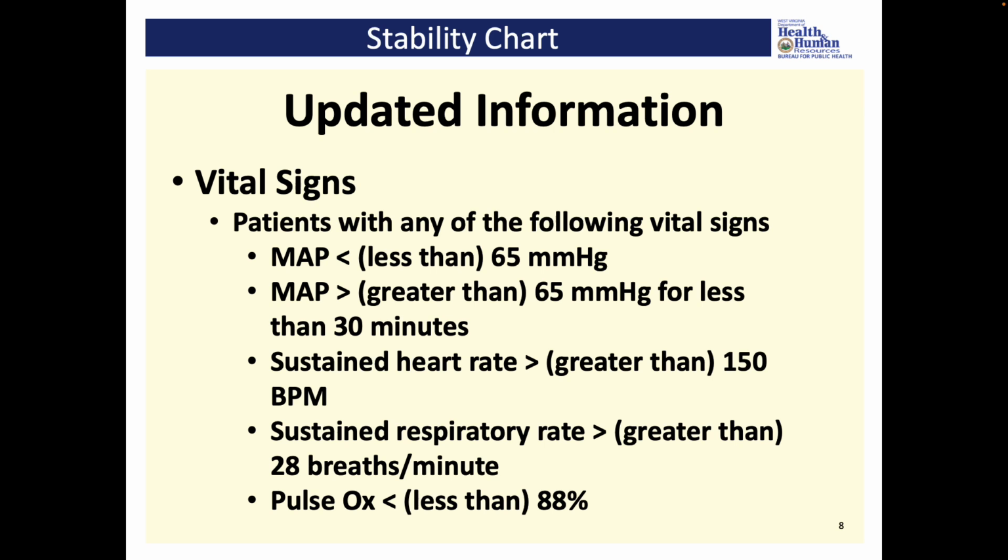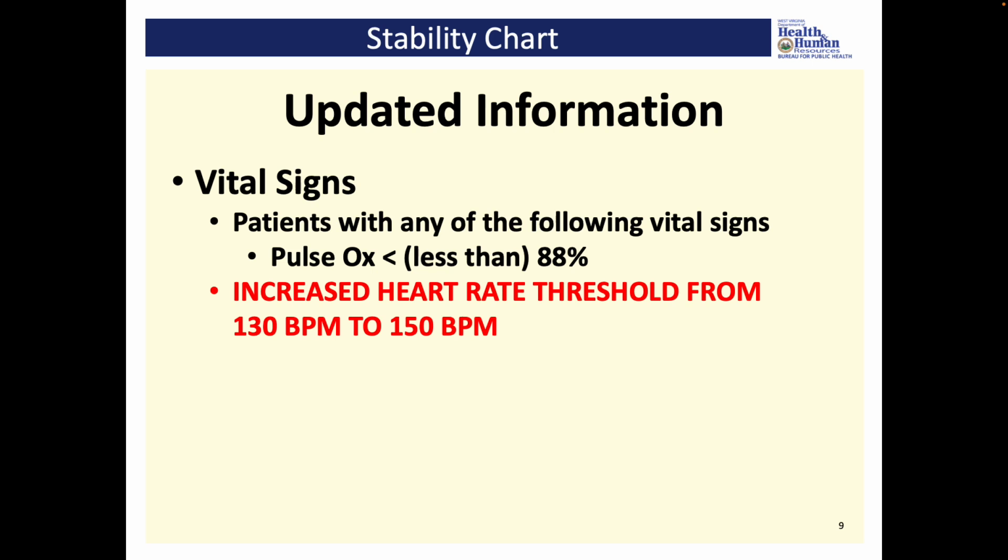A sustained heart rate greater than 150 doesn't mean intermittent occurrences, that is just where their heart rate's at. In that adult patient, you can't get that heart rate less than 150. A sustained respiratory rate greater than 28. So if they're in some metabolic condition and they're compensating and they're breathing greater than 28 times a minute, that would be CCT. Or sustained hypoxia less than 88%. And from before, the thing that changed in that vital sign part of it was that increased heart rate used to be 130, and now it's been upgraded to 150.